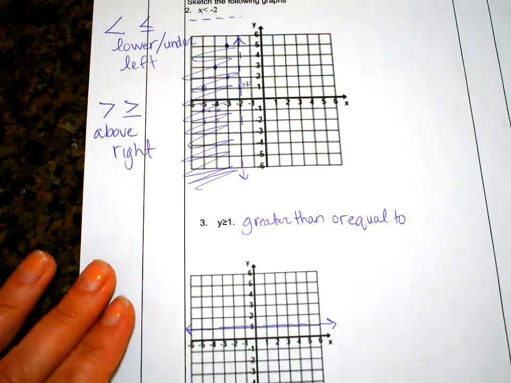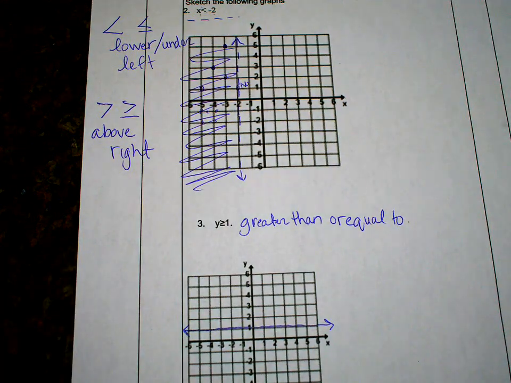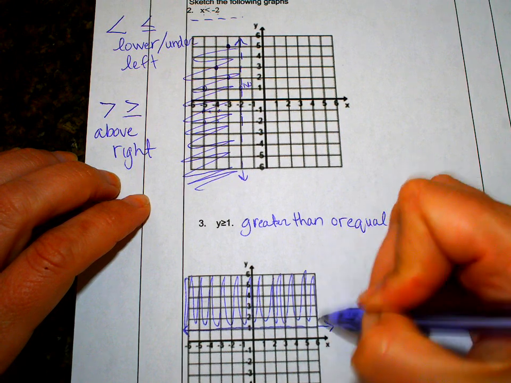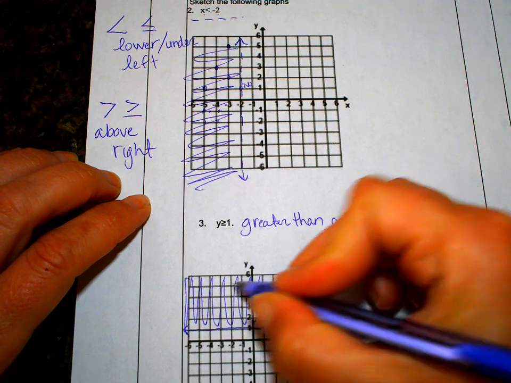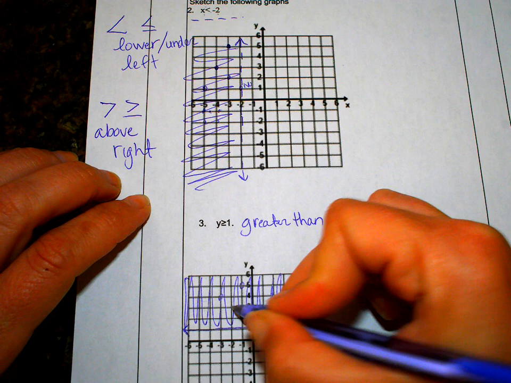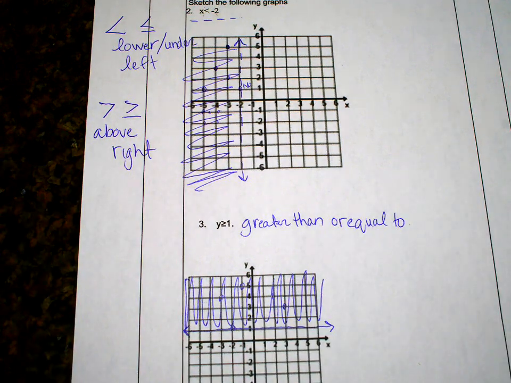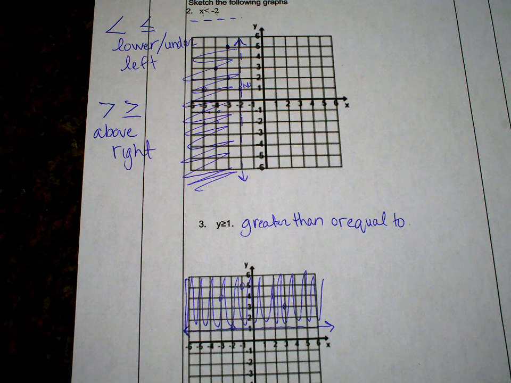So here, greater than the line, above the line, all this. This is a solution. This is a solution. This is a solution. This and here. How about on the actual line? Yup. On the line is a solution because solid lines, points on the line are solutions.